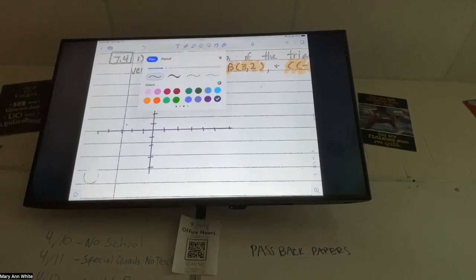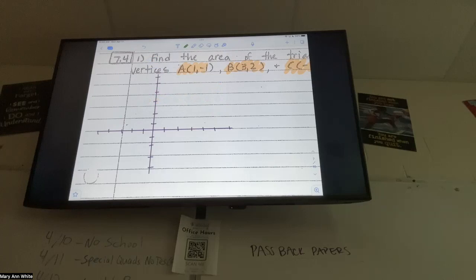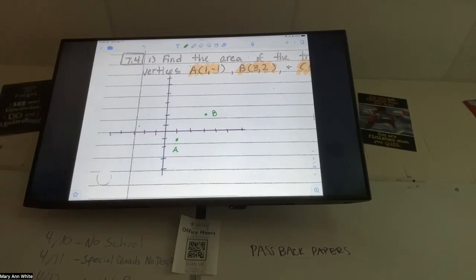So once you got your plane, go ahead and draw your picture on it. I've got 1, -1 is where A is at. 3, 2 is where B is at. And then -1, 7 is where C is at.